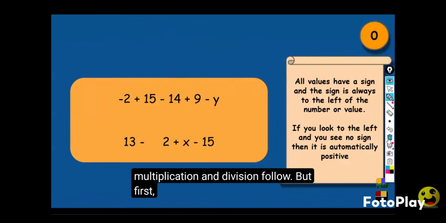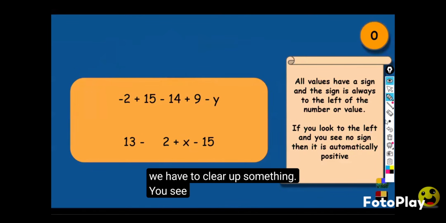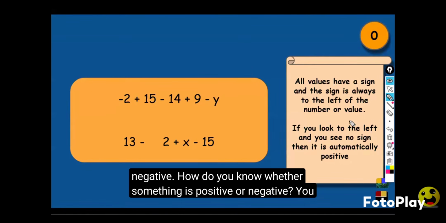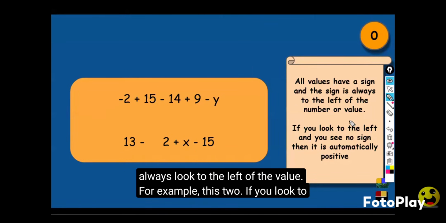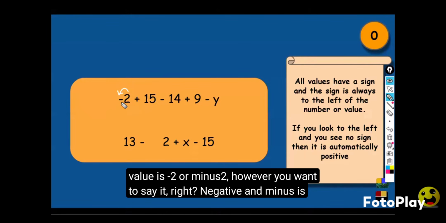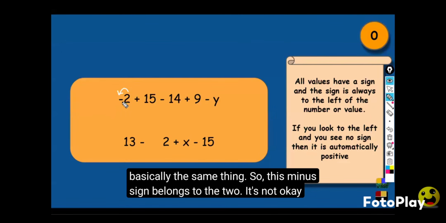But first, we have to clear up something. Expressions or values in maths can either be positive or negative. How do you know whether something is positive or negative? You always look to the left of the value. For example, this 2: if you look to the left, doesn't it have a minus sign, a negative sign? Well, this value is -2, or negative 2, however you want to say it. Negative and minus is basically the same thing. So this minus sign belongs to the 2.